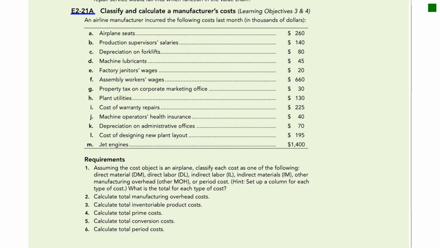Okay, so for this particular exercise, this is going to be 2-21A. And again, it's more practice on classifying and identifying manufacturing cost. So in this particular problem, it says an airline manufacturer incurred the following costs last month, and these are in thousands of dollars. So we've got A through M. And of course, the first part is really just identifying what type of product cost. Is it a direct material? Is it direct labor or overhead? And then also if it's a period cost. So I'm going to walk you through these, and then after that, we're going to talk about answering questions 2 through 6.